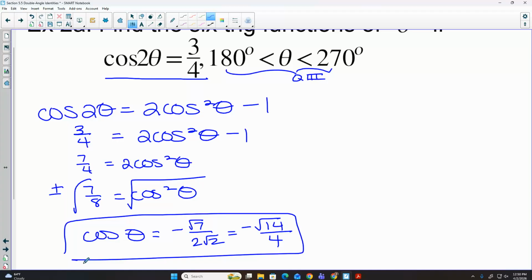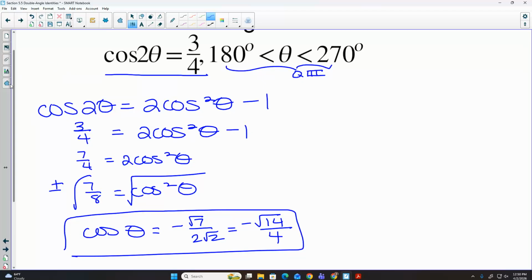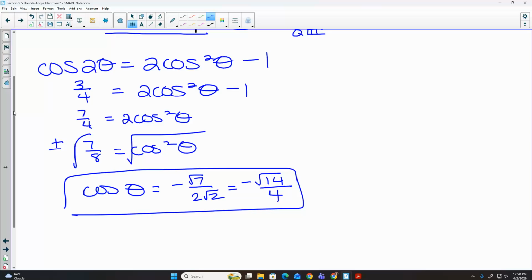All right. I asked for the six trig functions. Could I keep using these formulas to find all of them? Yes. Is that necessary? No. Once you have one of them, what could you do? We can think back to x, y, and r. We can draw a triangle. Most of you, I think, typically go to triangles. We already know that it's in quadrant 3.